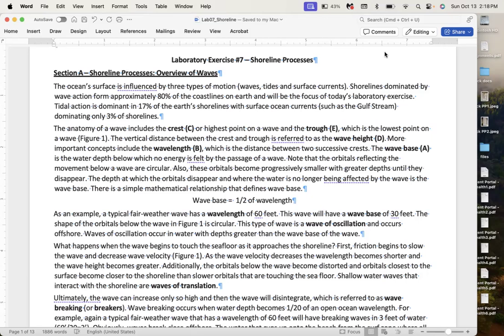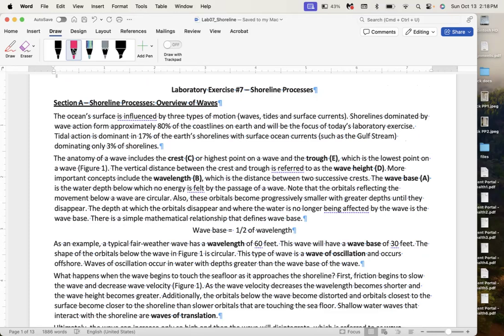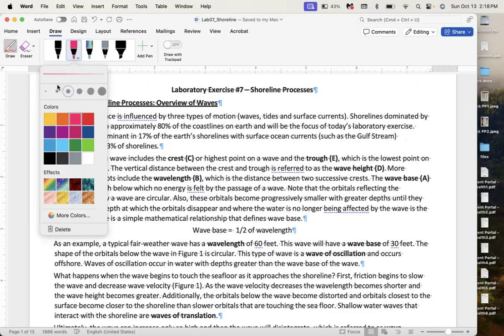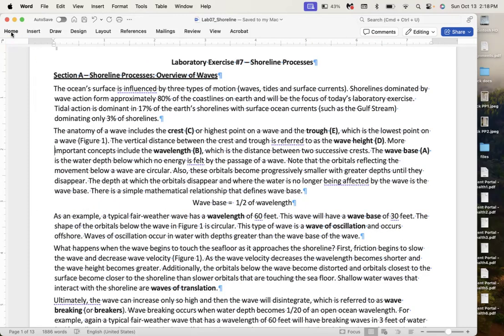And so we'll do this, of course. What we're going to look at today is the shoreline processes that we find in the ocean and how those affect the features we're going to look at through the exercise.